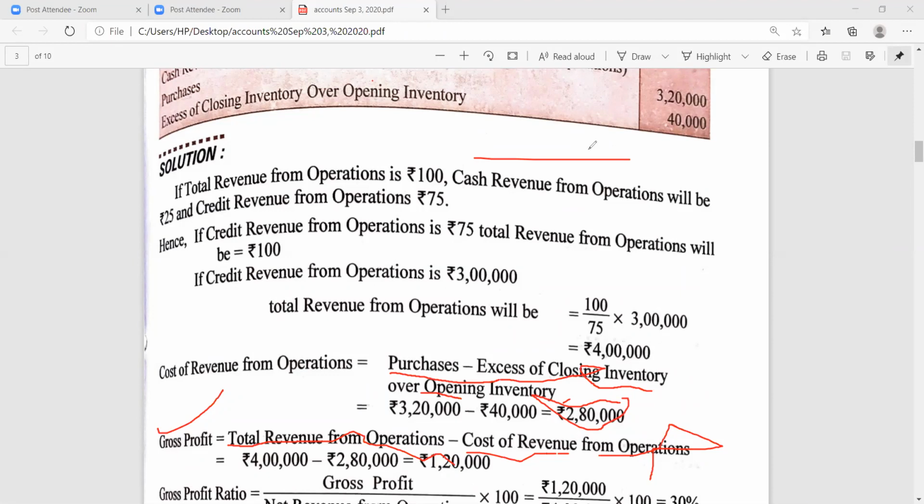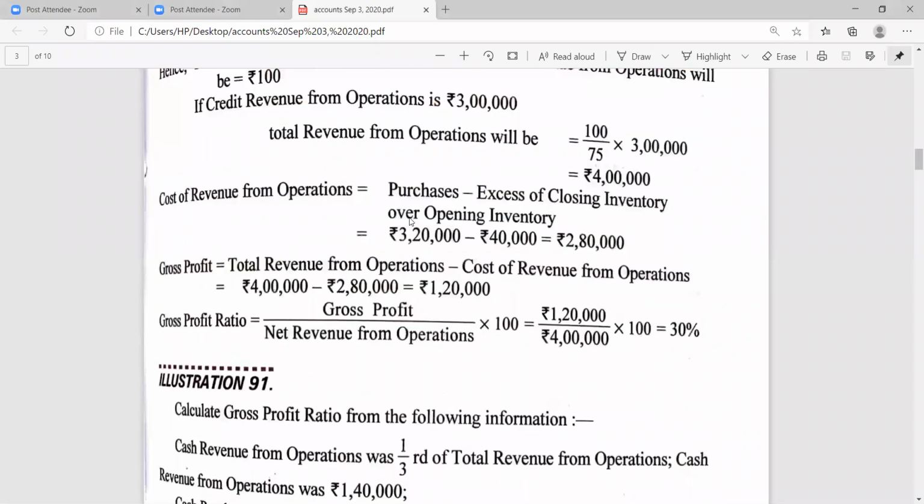Now, gross profit ratio is equal to gross profit that we have calculated, 1,20,000, upon revenue from operation, that is 4 lakh, multiplied by 100. 30% will be our gross profit ratio.